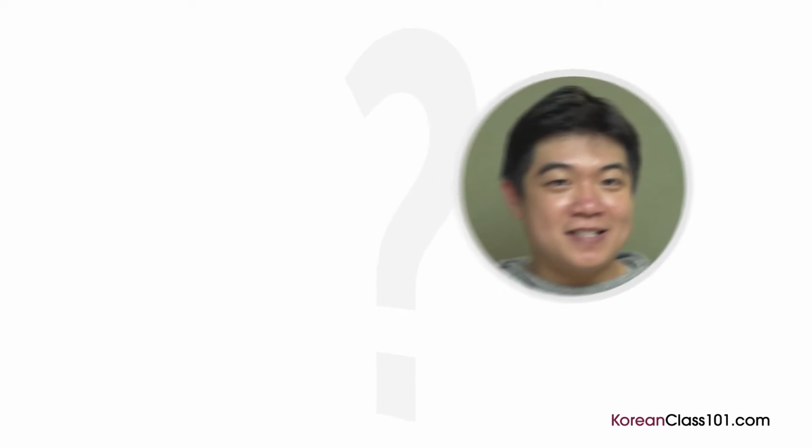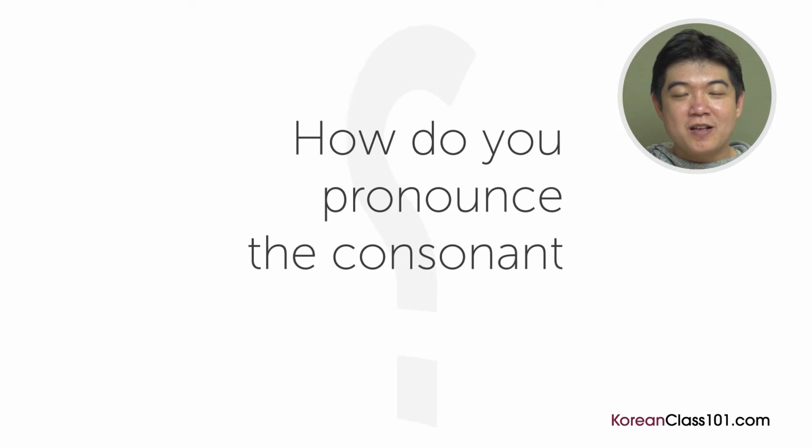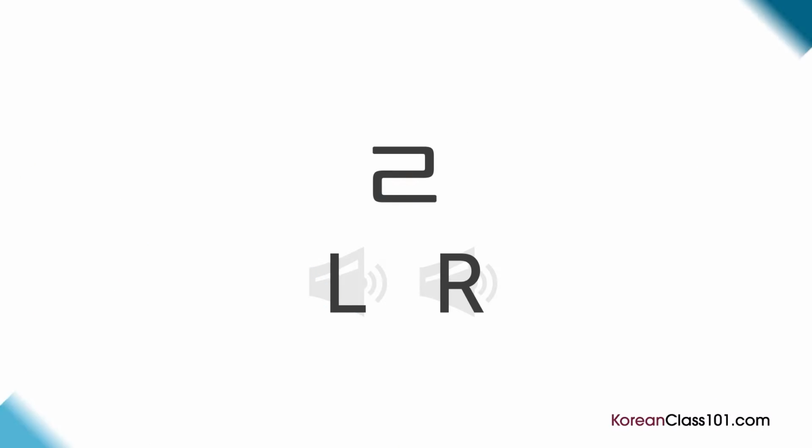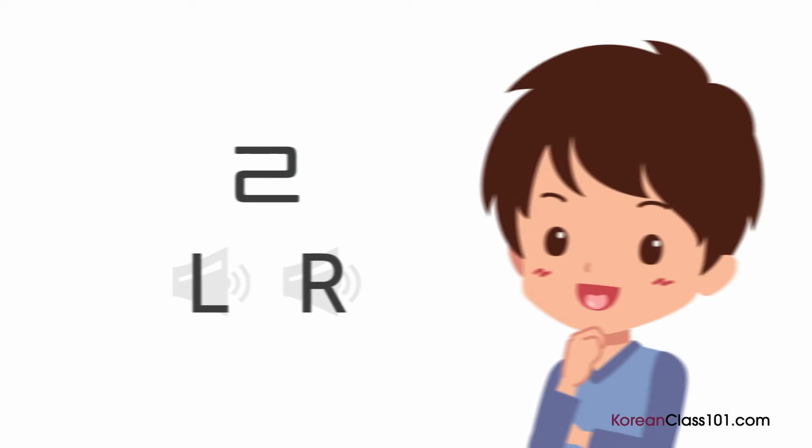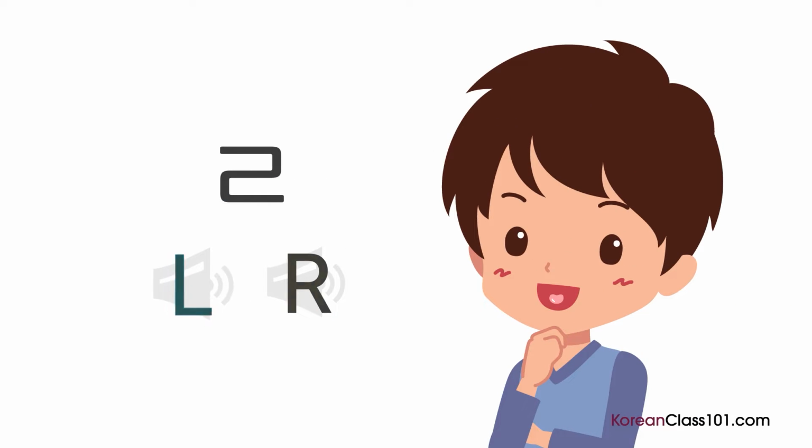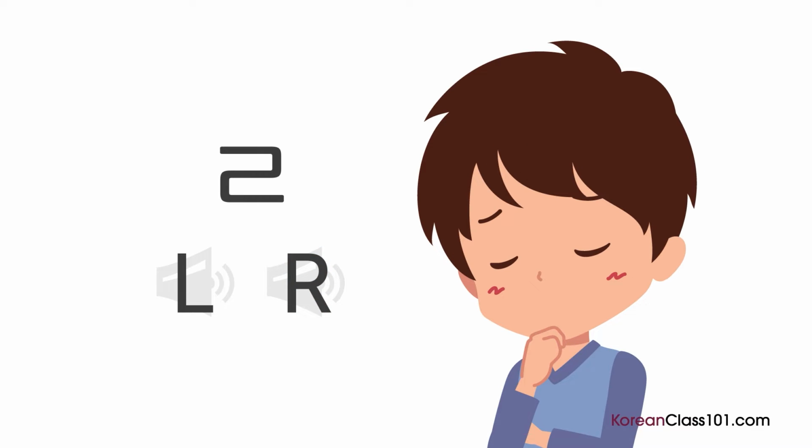The question for this lesson is, how do you pronounce the consonant 리을? In Korean, the L and R sounds come from the same underlying consonant 리을. If you put your tongue in between making an L and making an R, you are almost there. The question is, when does it sound more like R or more like L?